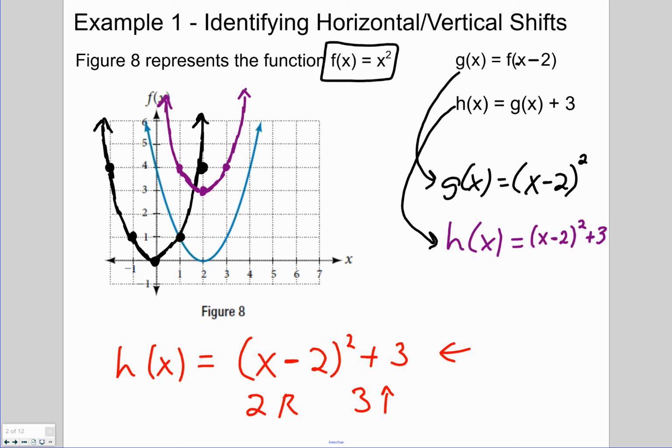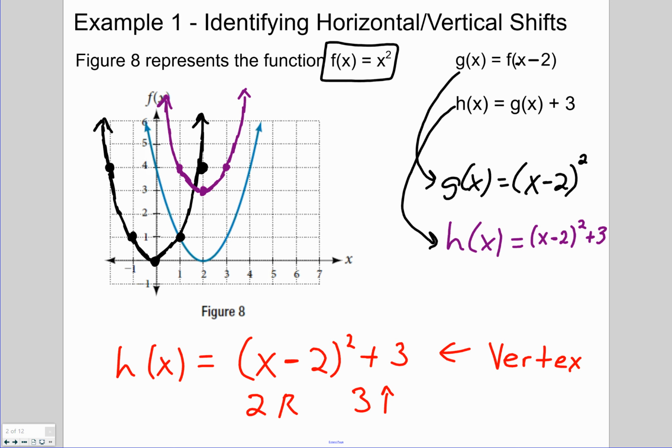A V. Vertical. No. No. Vertex form. All right, because the vertex, watch this. Where's the vertex? At 2, 3. There's the vertex, 2, 3. That's what we learned in algebra 2.